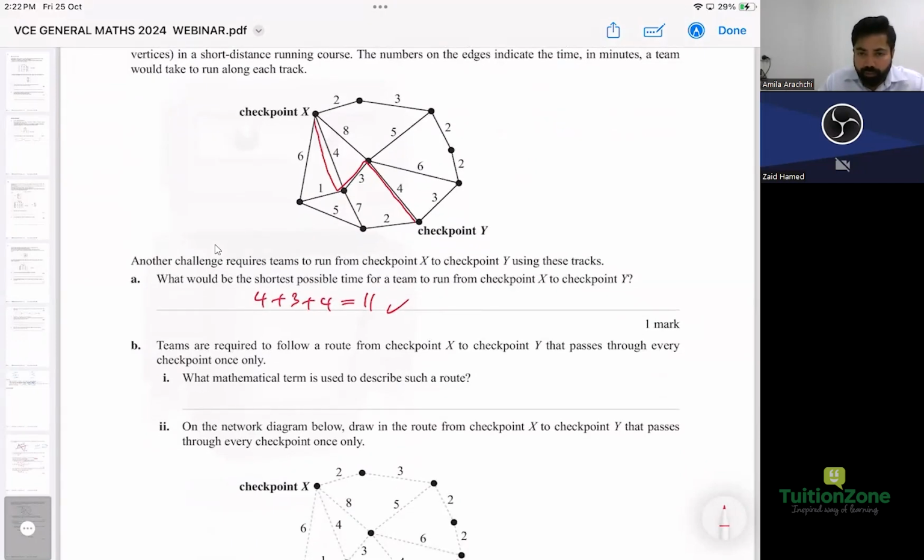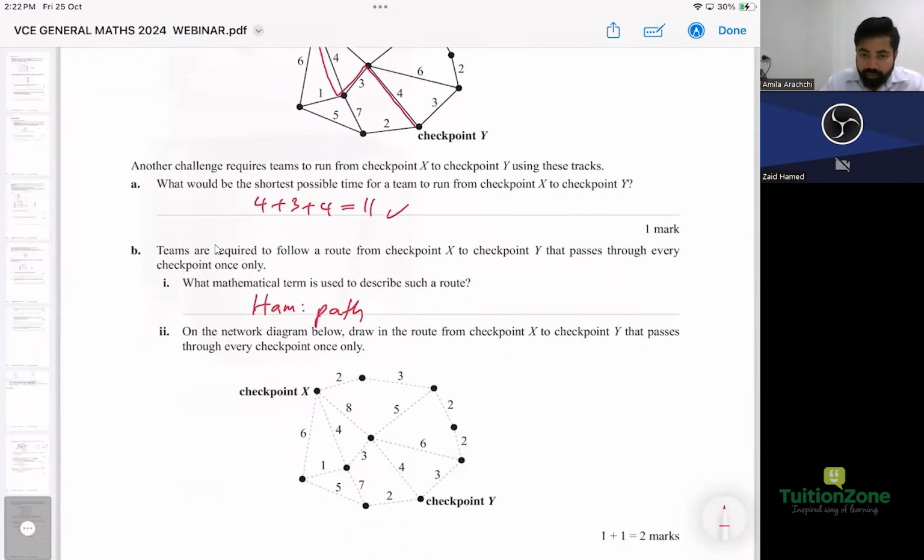And then part B. What mathematical term is it? Passing through every checkpoint once only. Every checkpoint means every vertex once only. Every vertex once only, which is the Hamiltonian path.